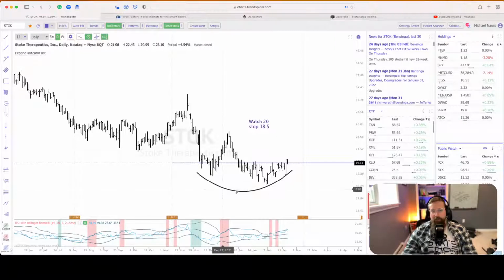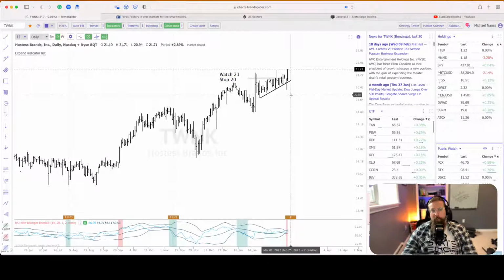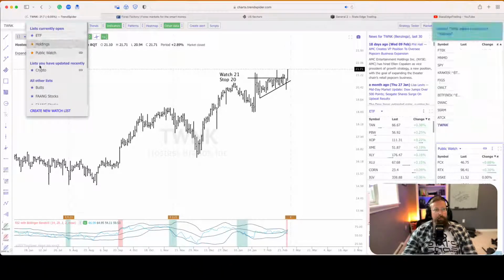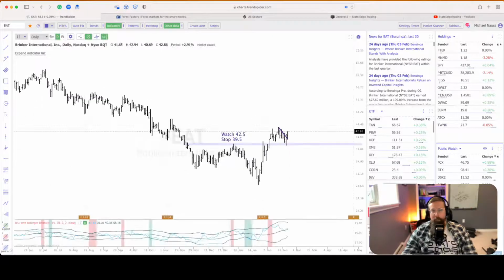STOK, I still like the look of this one. You only have another 2 weeks till you have to get out. And then Twinkie, I'm in some. You only have 2 days, so I've got to take that off the list. So I'm going to move this to here, and then I'm going to take it off here. I still like the look of the chart, and again, I'm in some. However, you've got earnings in 2 days, so I've got to get out before then.